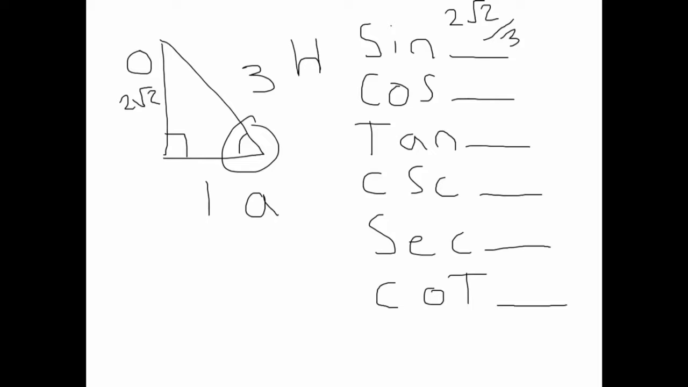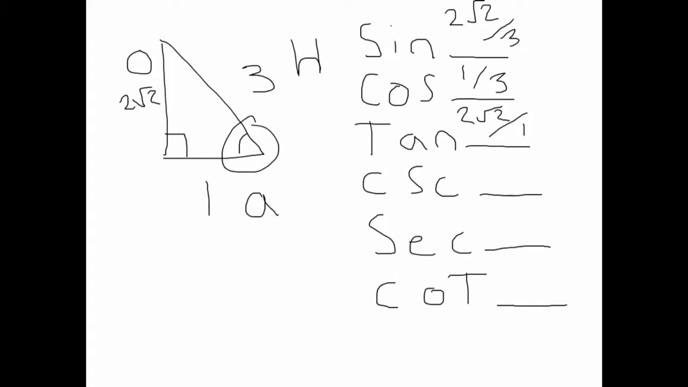To figure out cosine, you have to do adjacent over hypotenuse, which according to this triangle would be 1 over 3. For tangent, you have to do opposite over adjacent, which would be square root 2 over 1, because 1 is the adjacent, and square root 2 is the opposite one.